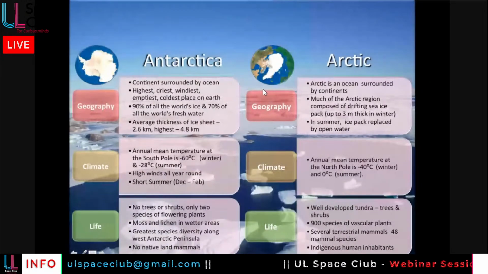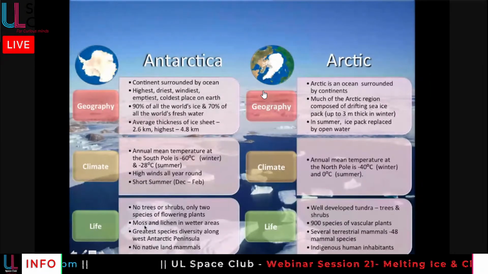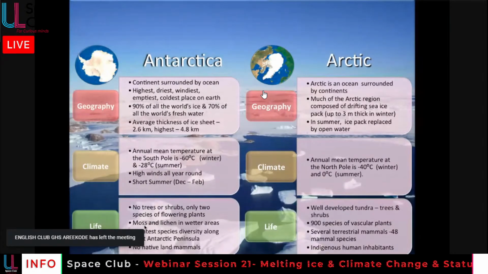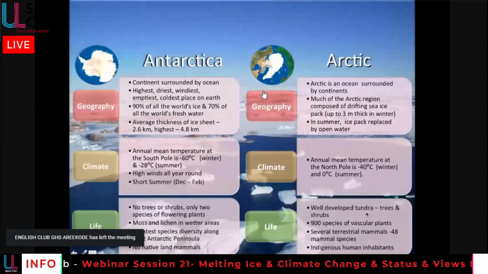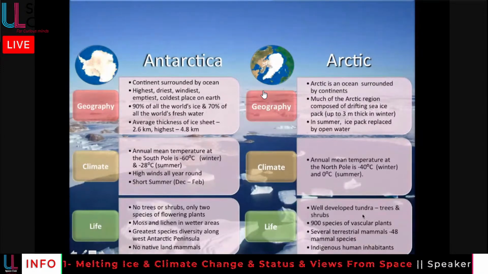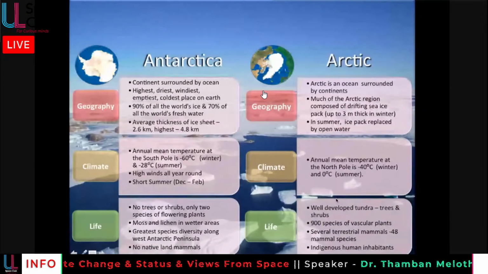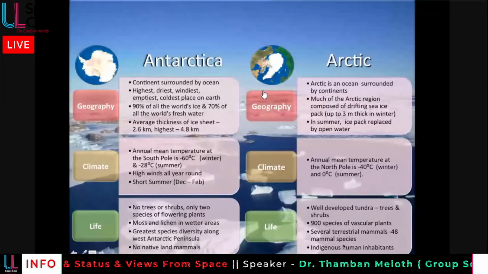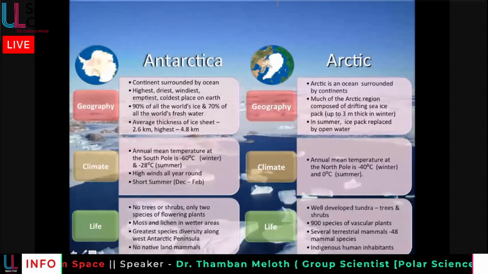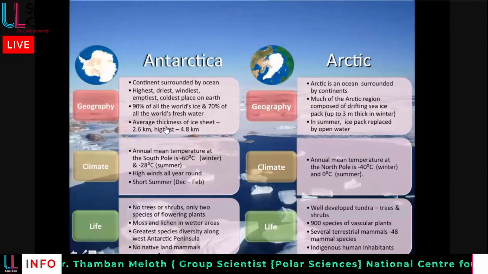And the life in Antarctica is slightly different from the Arctic, because Antarctica has absolutely no trees, shrubs or flowering plants. Compared to that, the Arctic has a well-developed tundra, where small trees and shrubs are found, because it is much warmer. And more interestingly, the Arctic has its own indigenous human inhabitants, whom we call Inuits, whereas Antarctica has absolutely no native land animals.